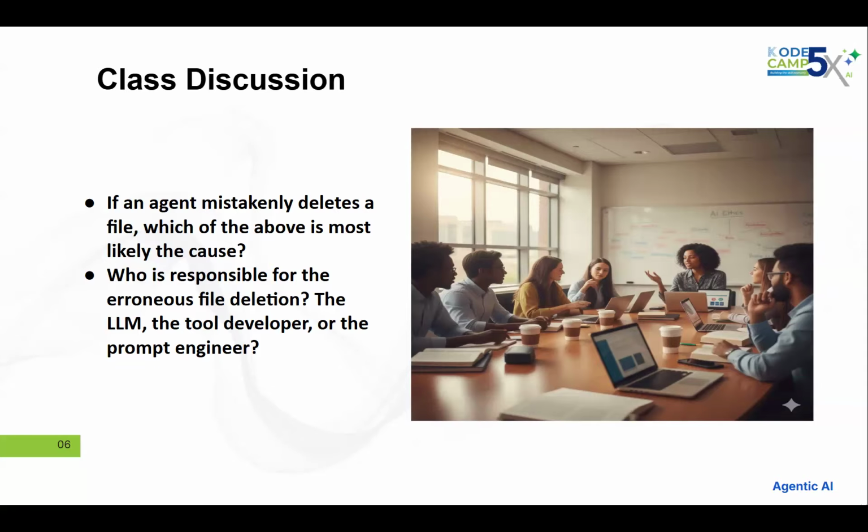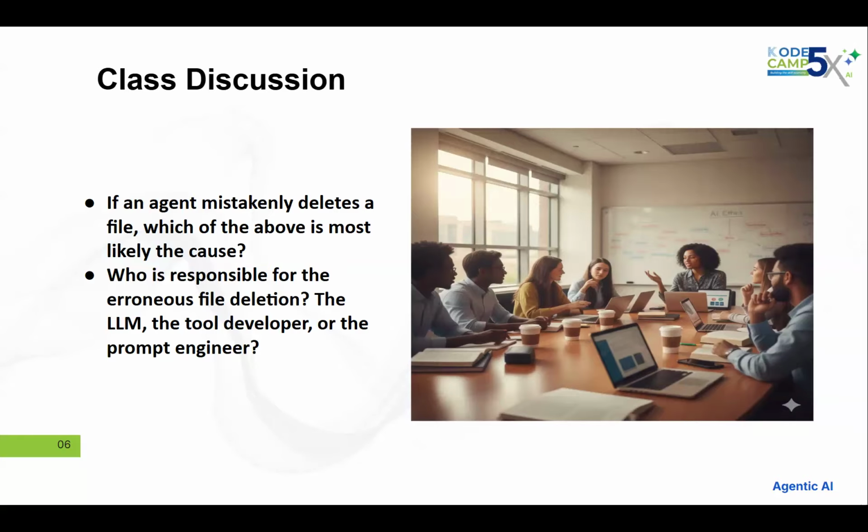The question now is who is responsible for that failure? Is it the LLM? Is it the developer of the tool, because of the tool that the agent called to delete that? Or is it the prompt engineer, the person who wrote, let's say, the agent's system prompts, for example? Who is responsible for that failure? Or is it even the user that asked the agent to help them proofread their report?